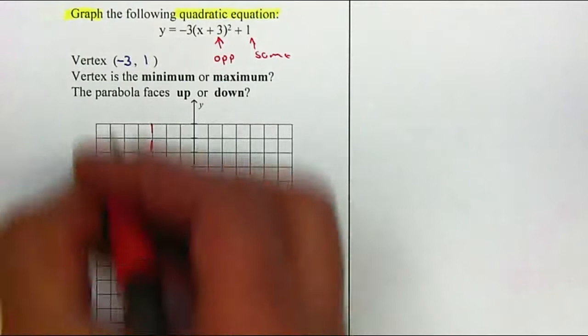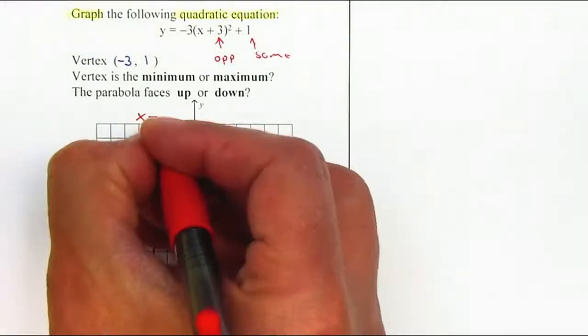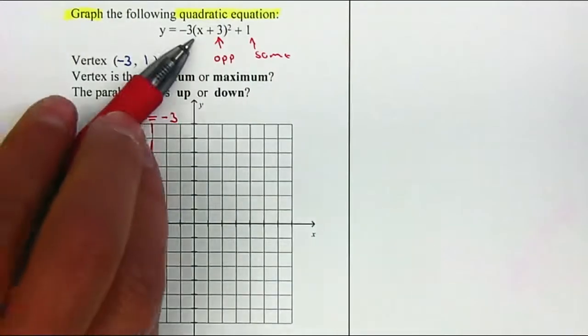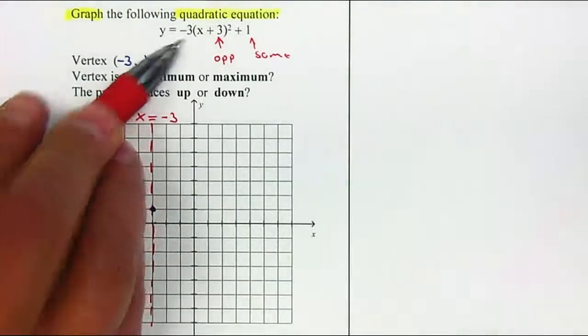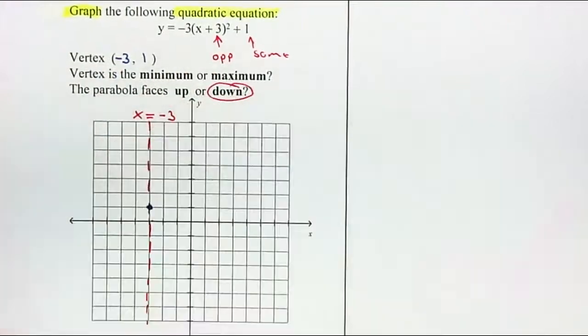The equation for the line of symmetry will be x is equal to, it's crossing at -3, so x is equal to -3. That's the equation for the line of symmetry. And let's see, I know that it's facing down because the a value is negative. And we'll answer this question before we complete the problem, or once we graph.